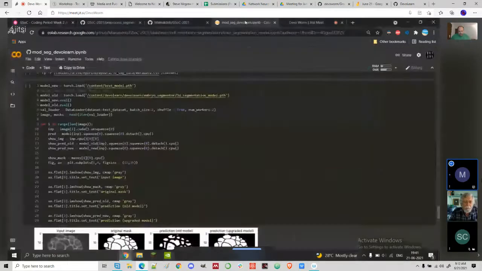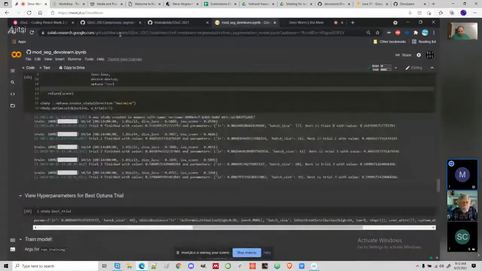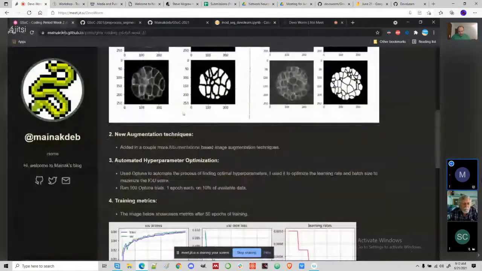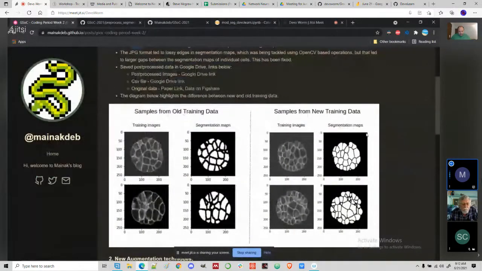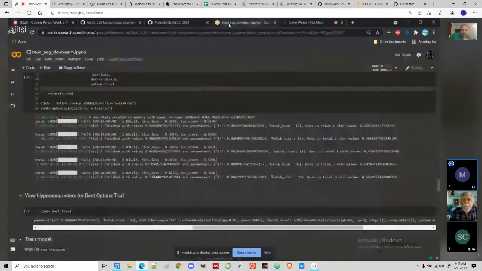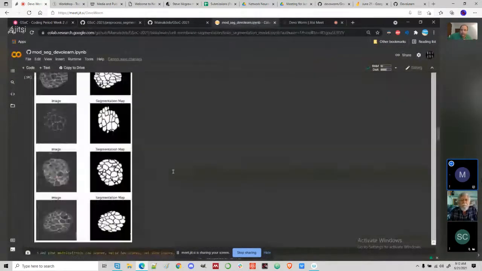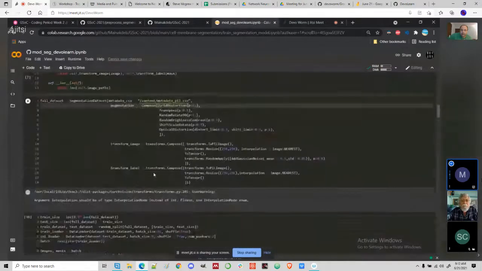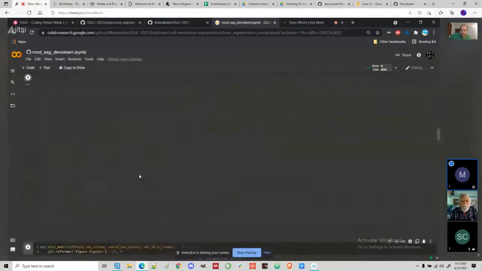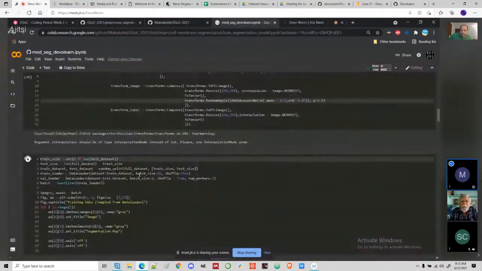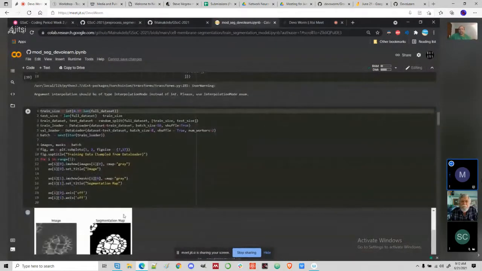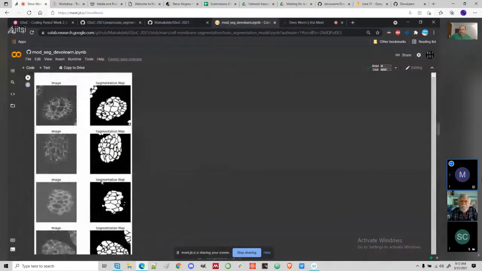So I'll just open up the notebook. Okay, so as you have seen, the segmentation maps usually look like this. They have a black background and a foreground, but there is only one cell, one embryo, towards the center, right? Yes. With the augmentation techniques I've used, I hope you can see the samples here, right?